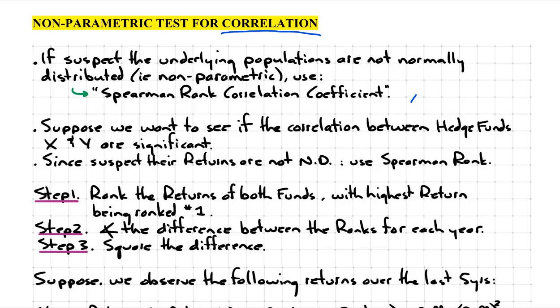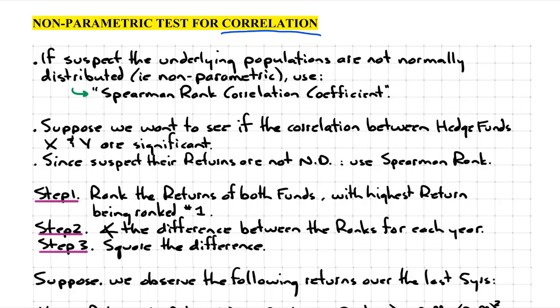Like, what is it we're trying to achieve? We want to see if the correlation between these two populations, which in this case are not normally distributed, is significant or not. In other words, is there a relationship between these two variables?